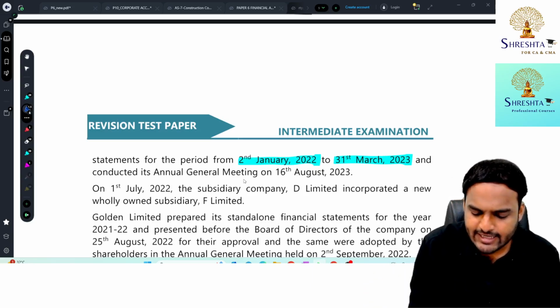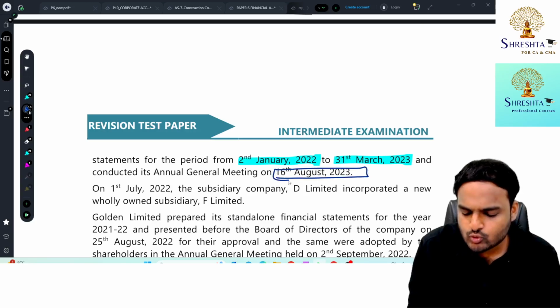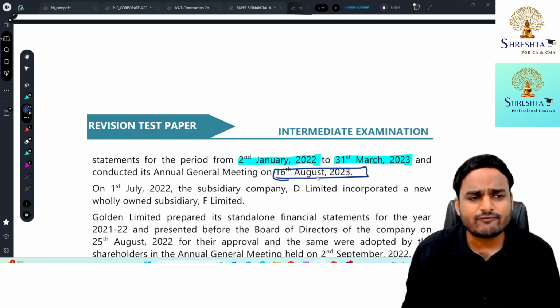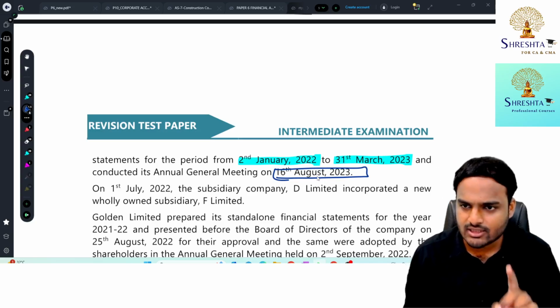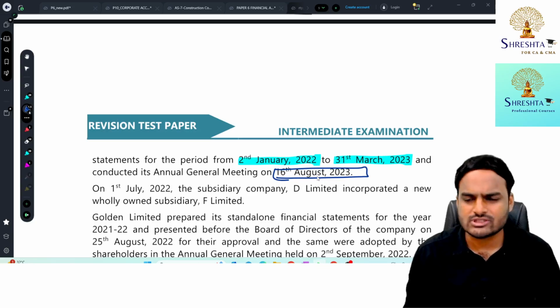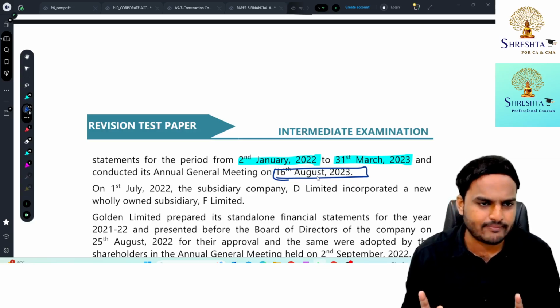And conducted its AGM on 16th AGM 2023. What is the due date for first AGM? Within 9 months from the closure of first financial year, every company shall conduct a first AGM. Of course, this rule is not applicable to one person company.